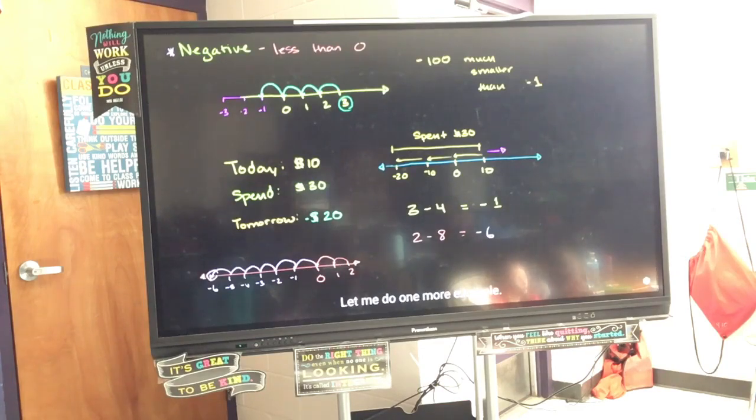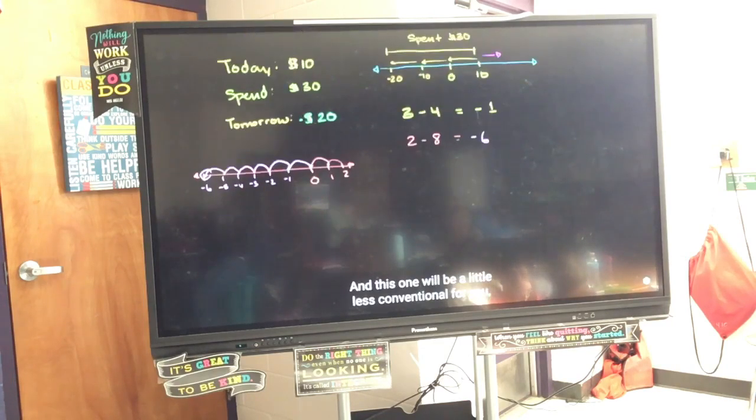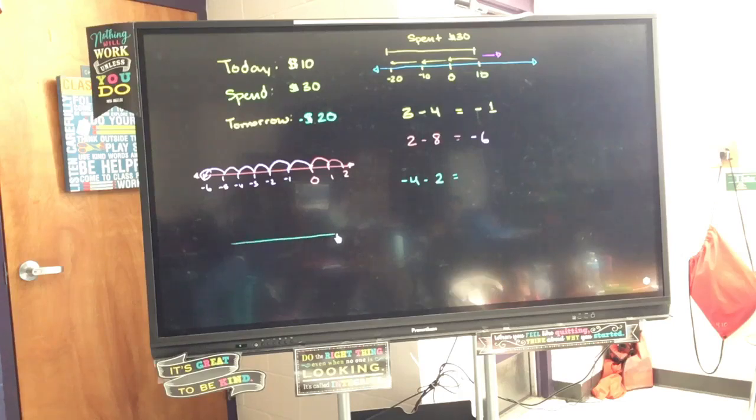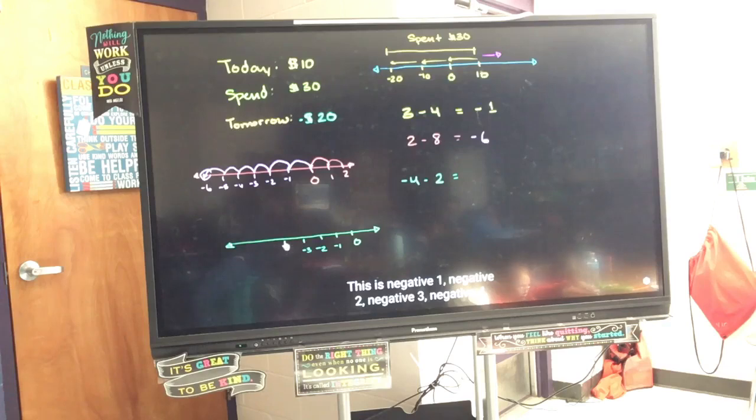Let me do one more example, and this will be a little less conventional for you, but hopefully it will make sense. Let me take negative 4 minus 2. So we're starting at a negative number, and then we're subtracting from that. And if this seems confusing, just remember the number line. So this is 0 right here. This is negative 1, negative 2, negative 3, negative 4. So that's where we're starting.